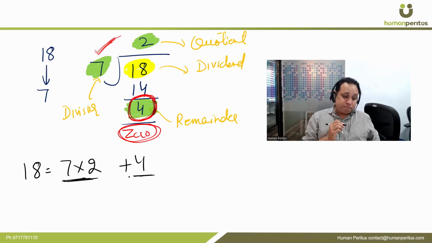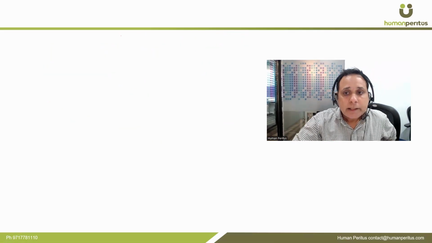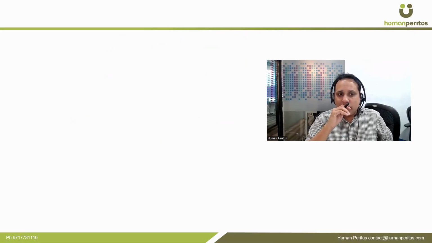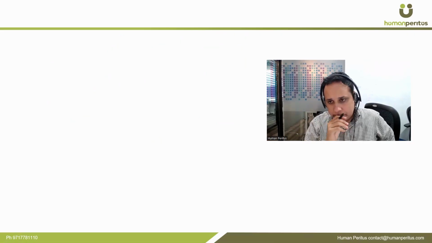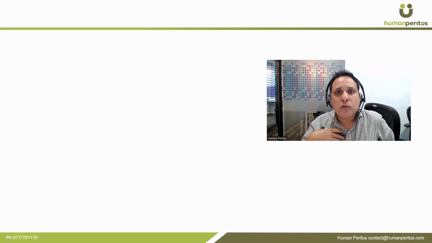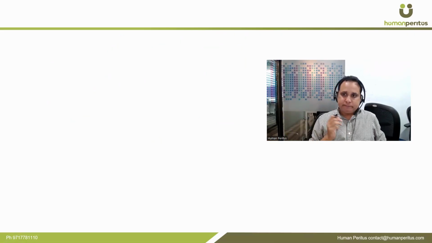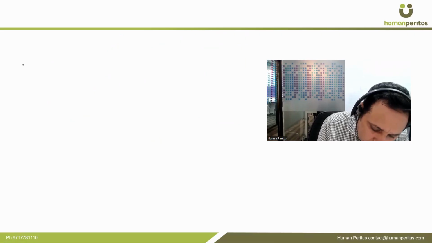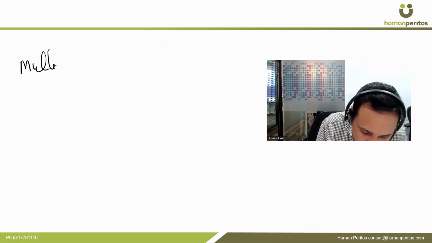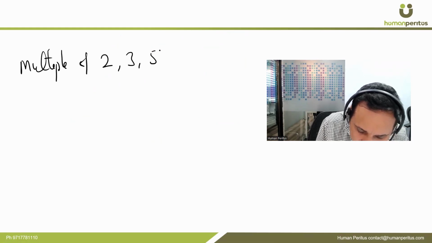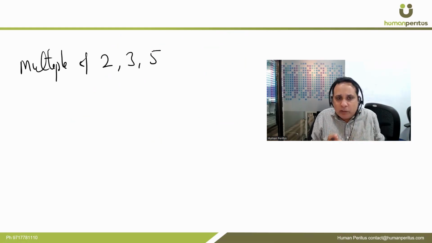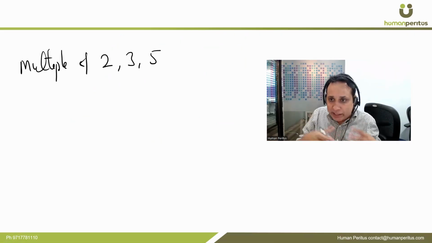Okay, now guys, suppose I want to find out a number which is a multiple of 2, 3, and 5. How do we do that? So basically we find LCM, but if you haven't studied LCM, it's fine. So if I want to find out a number which is a multiple of 2, 3, and 5, so what that number will be? So there'll be many such numbers.